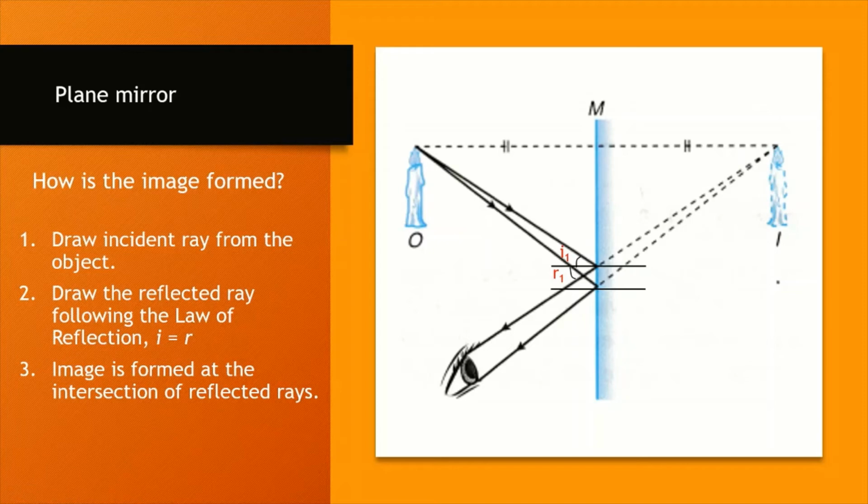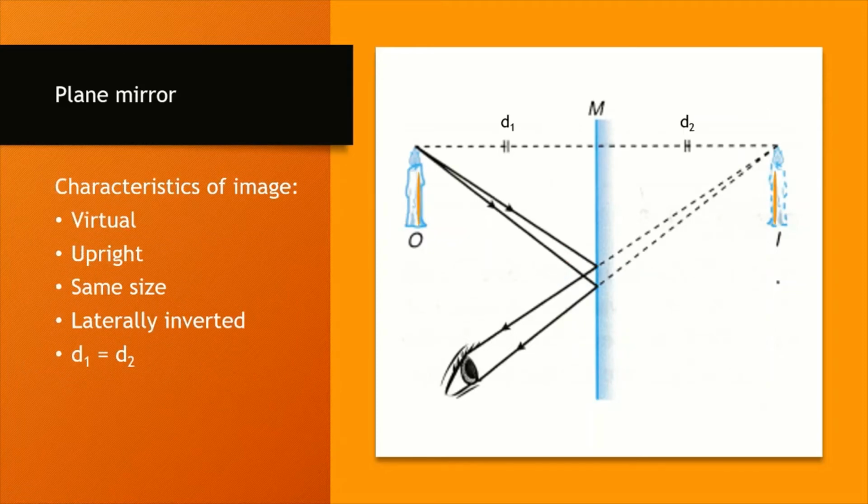Okay, what are the characteristics of this image? You can see that the image is upright. It is virtual. Virtual means it is not formed on a screen. We will see the meaning of virtual much more later on. So it is virtual, it is upright, it is the same size as the object, and laterally inverted. So you see the right of the object becomes the left of the image. And one more very important point is the distance between the object and the mirror is the same as the distance between the image and the mirror. So D1 equals D2.